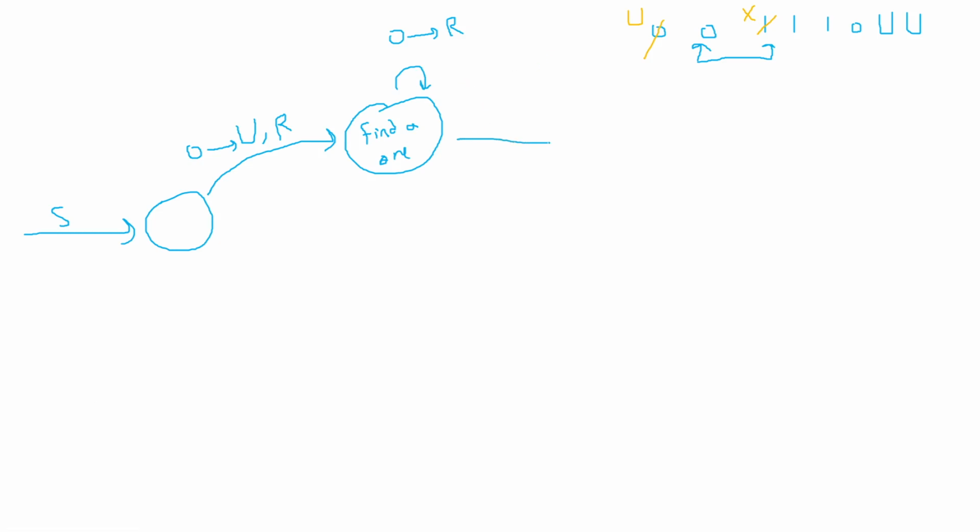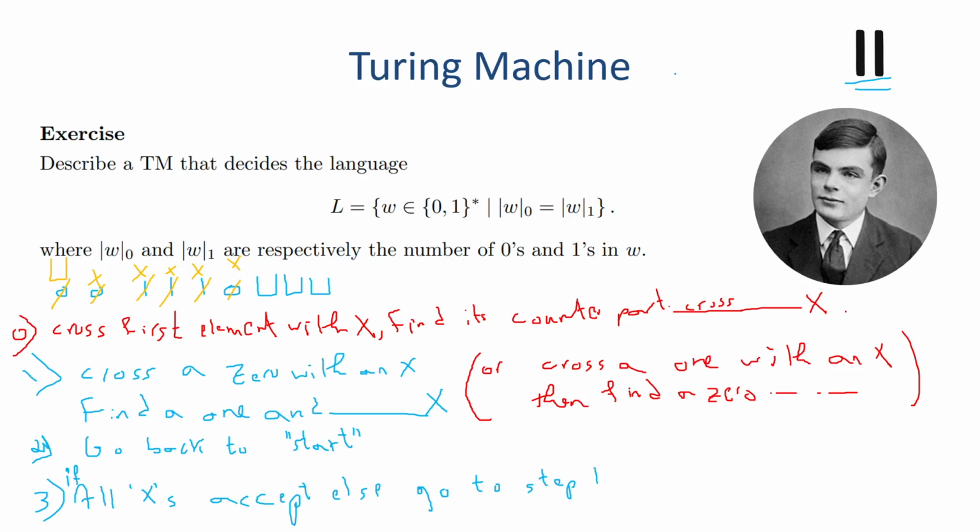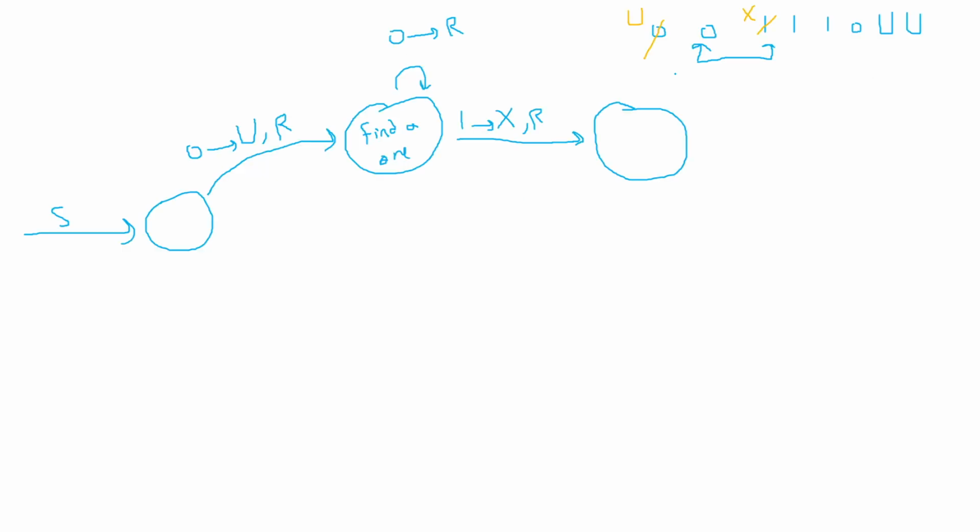Okay, then what? Once I finally find that 1, we said we want to cross it with an X and move to the right. And now, according to step 2, I want to go back to the start. So what I'm going to do is go to that blank that we found. It's actually the real start. I like to call this state rewind.